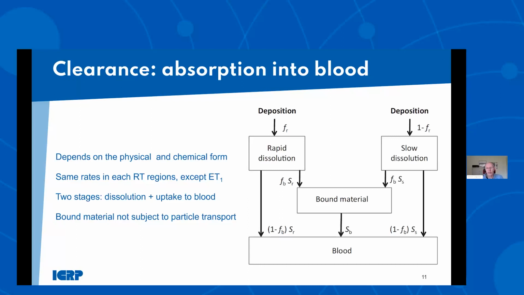The important thing here is that the bound material is assumed to be located in the epithelium, and so not subject to particle transport, which means that you can have a significant increase in the lung dose if the rate SB is very slow, just because there is no other removal mechanism for this bound material.